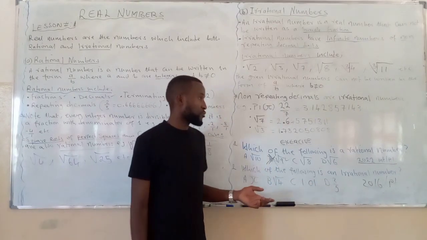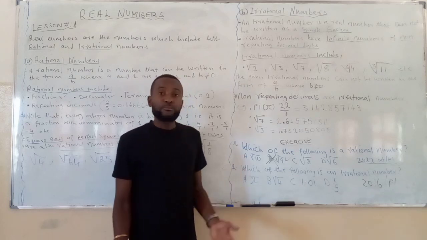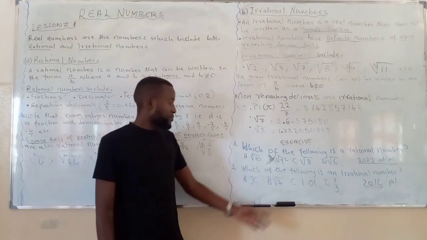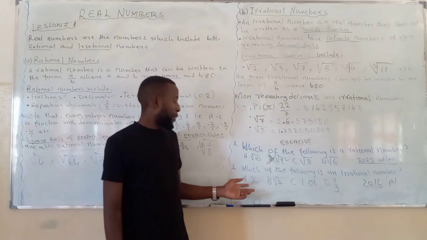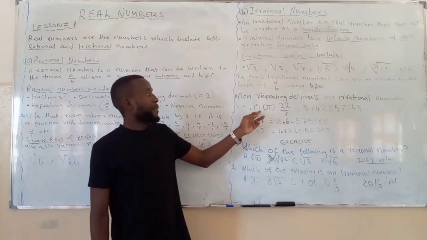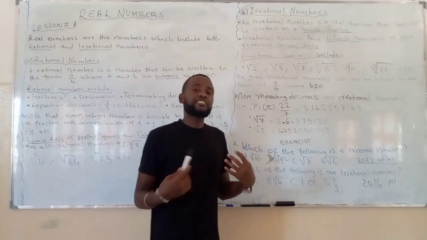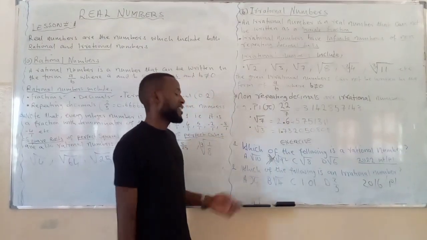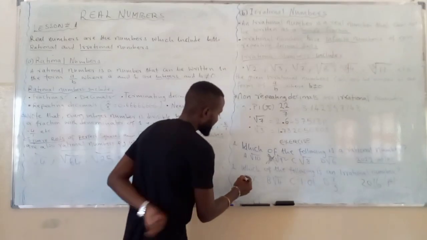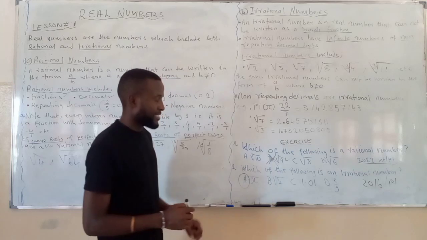So it cannot be the answer. We have square root of 4. 2 times 2 is 4. So it means that this is a rational number. Pi. Remember, I didn't even erase. Pi is 3.142, and it has non-repeating decimals. Hence, this is our answer. So we put a cross, or we can circle this as our answer.